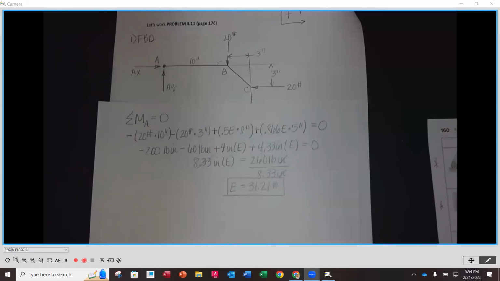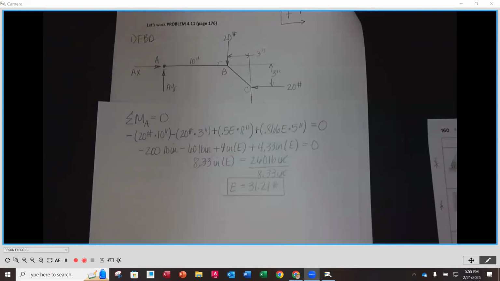Let me know in the chat box or verbally if you end up getting that same value that I have here. I got the same thing. You did? Awesome. Thank you. Perfect.